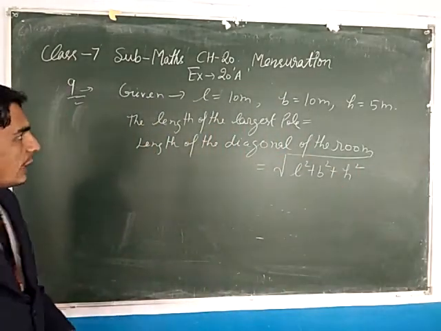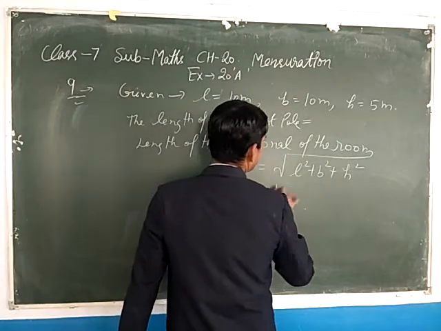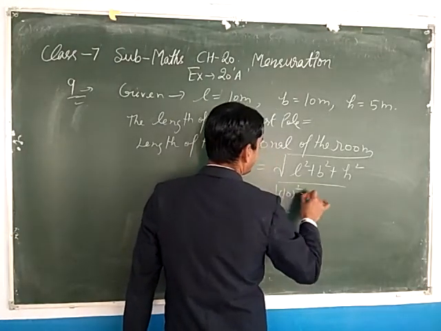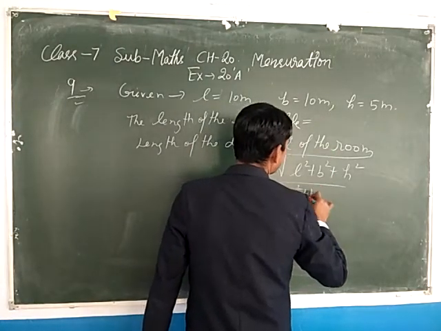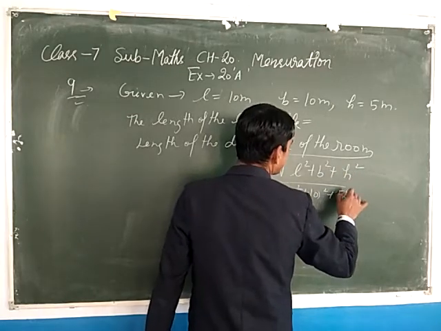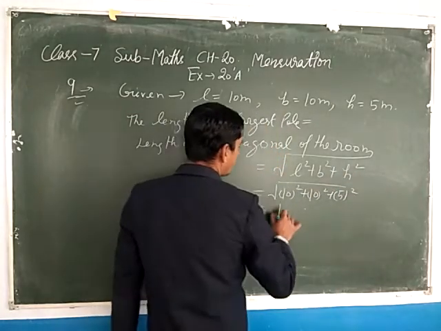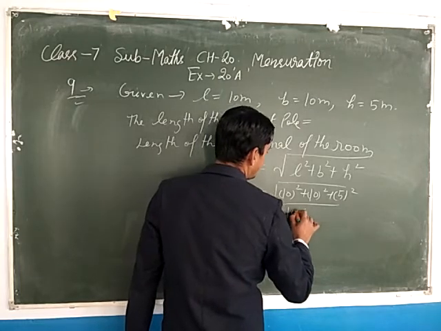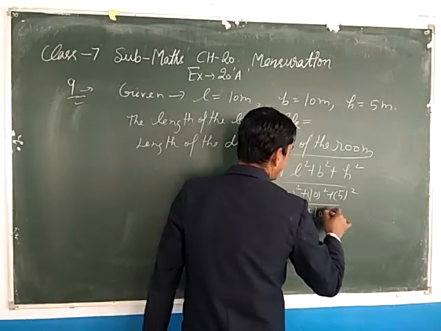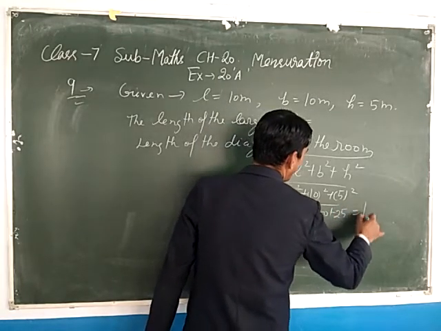Square root L square plus B square plus H square. Okay? Then put the value. L is 10 square, B is given 10 meter square, and height is given 5. So square of 10 is 100 and again 100, and square of 5 is 25. Then add करते हैं बेटा.